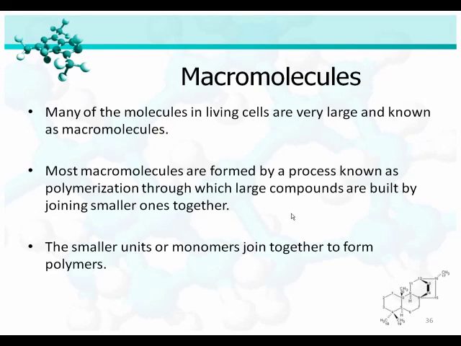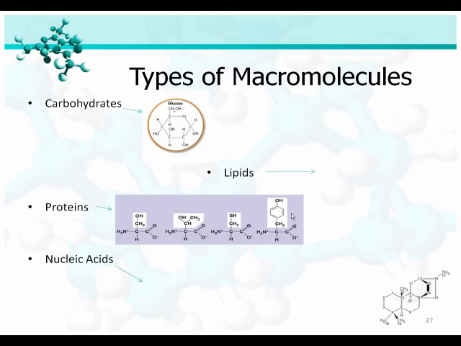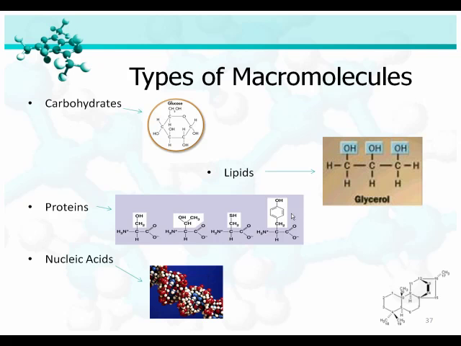Macromolecules. Many of the molecules in living cells are very large and known as macromolecules. Most macromolecules are formed by a process known as polymerization, through which large compounds are built by joining smaller ones together. The smaller units, or monomers, join together to form polymers. And these are your types of macromolecules. You will find your carbohydrates, your lipids, your proteins, and your nucleic acids. And you will see the arrows pointing to each type.